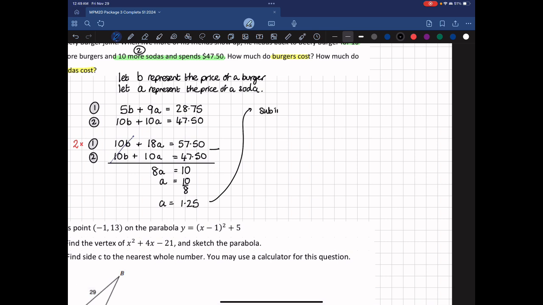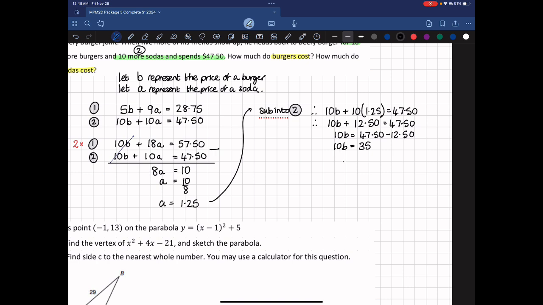So sub into 2. Typically I pick the one with the smaller numbers, but 10 times $1.25 is much easier to do in my head. So therefore we have 10b, that's the price of the burger, plus 10 times 1.25 equals 47.50. Now just simplify. So 10b plus $12.50 equals 47.50. Now we'll subtract 12.50 from both sides, so that will give me 47.50 minus 12.50, which will give me 37.50, 37, 36, 35, I believe.